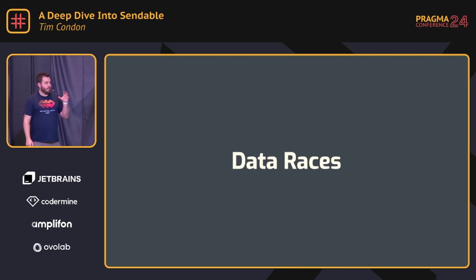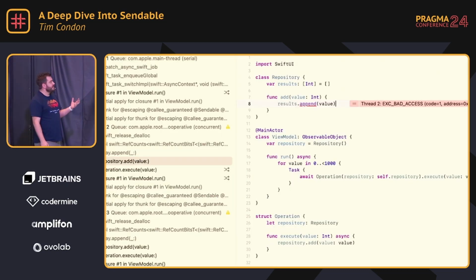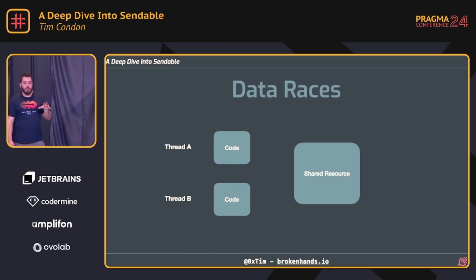But there is one kind of big class of errors that Swift, certainly in Swift 5, is still very susceptible to, which is data races. Now, many of you may have seen something like this, where you have an EXC_BAD_ACCESS error, where you're trying to access things badly, and this will crash. The reason for this is that you might have two pieces of code, two threads, trying to access a shared resource at the same time.